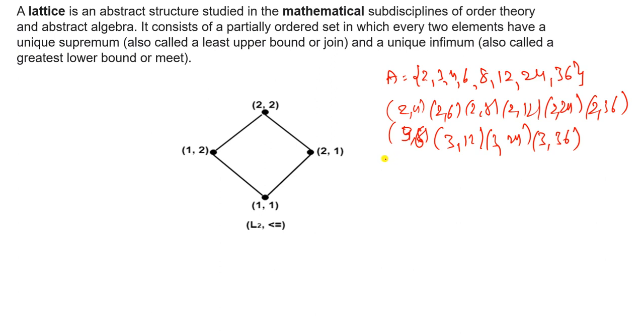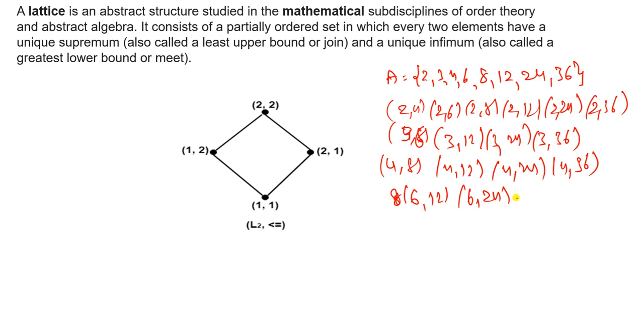Next, the fourth element. 4 divides 6? No. 4 divides 8, yes. 4 divides 12, 4 divides 24 and 4 divides 36. And similarly the 6th element: 6 divides 12, 6 divides 24, 6 divides 36, and 12 divides 24, 12 divides 36. 24 does not divide 36, so here we stop. So these are all the elements. After checking reflexive, antisymmetric and transitive, you will have this poset.